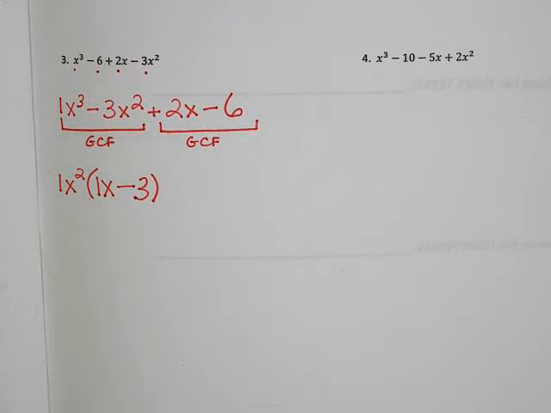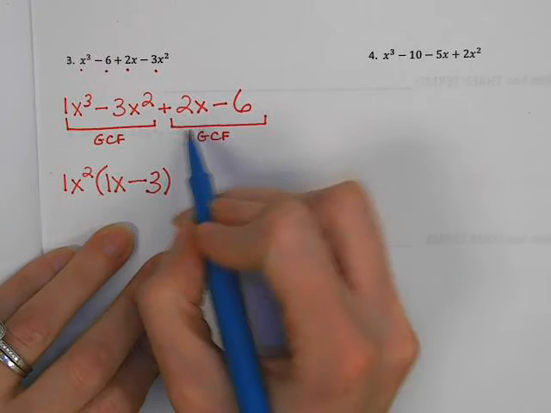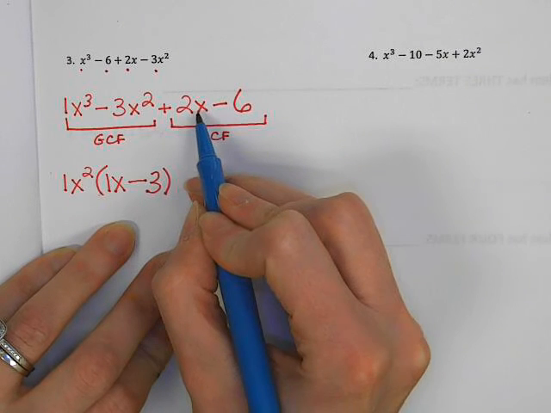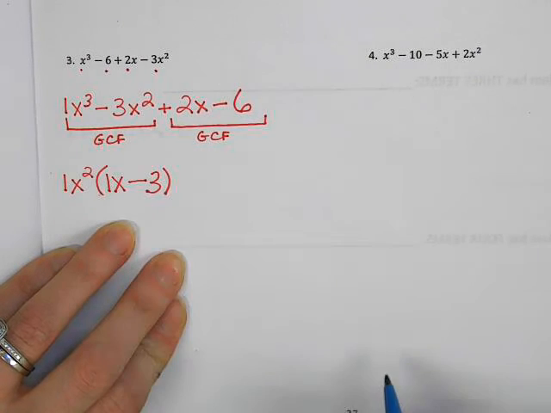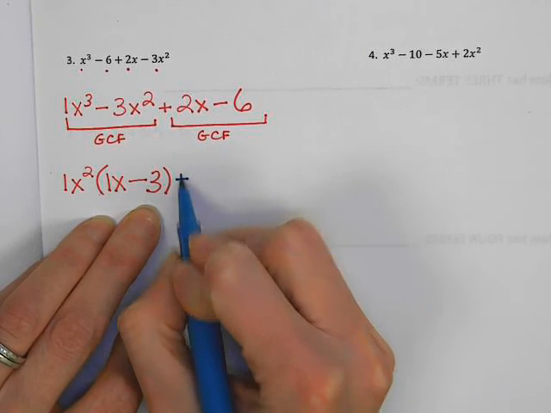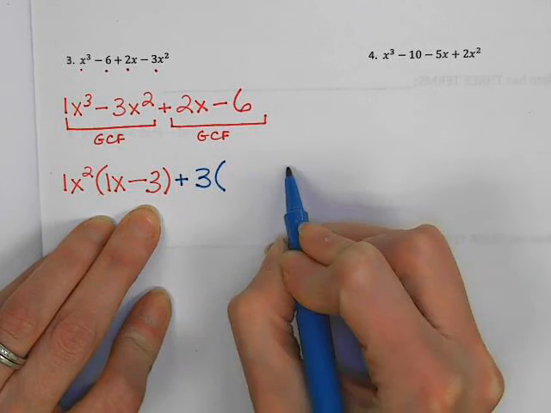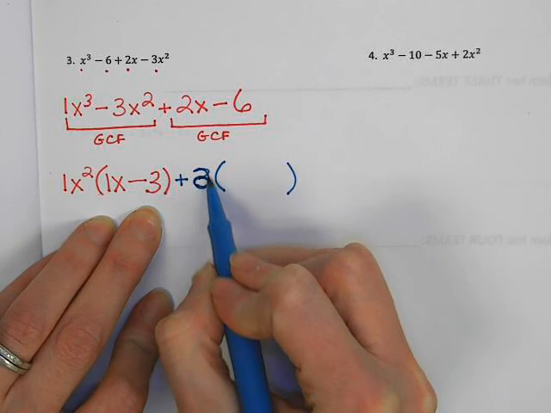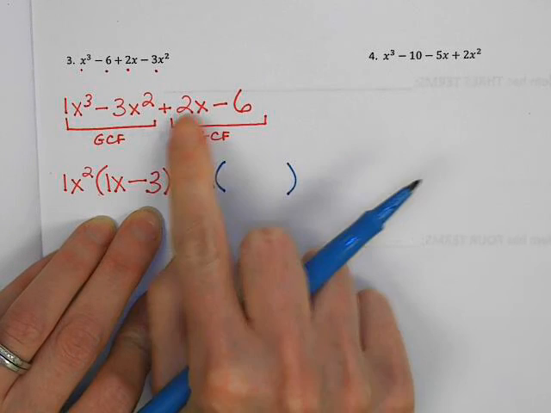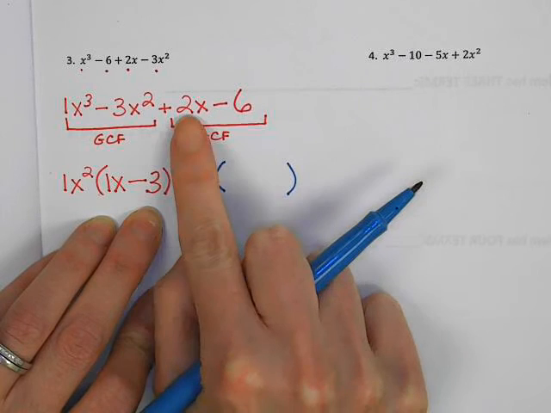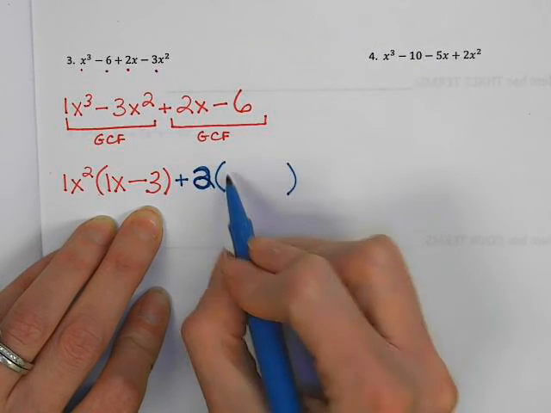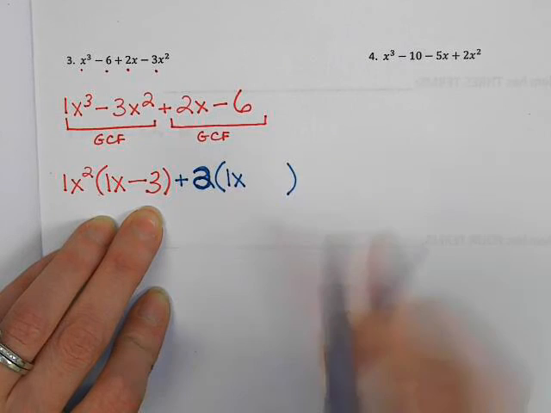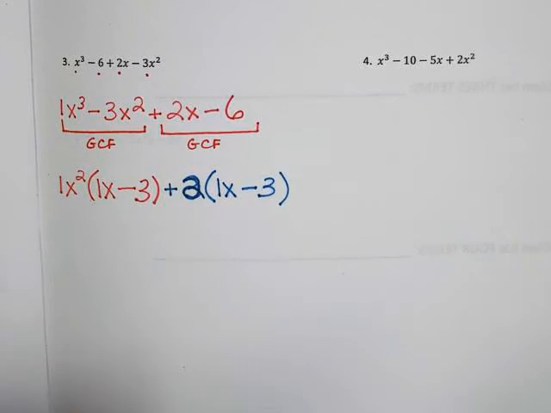Now let's jump into the second piece. What's the GCF of these? What can we pull out of 2 and 6? Well, you can pull out a 3. I'm sorry, 2. What am I doing? 2 and 6, you could pull out a 2. If you divide them both by 2, 2 divided by 2 is 1x, and negative 6 divided by 2 is negative 3.